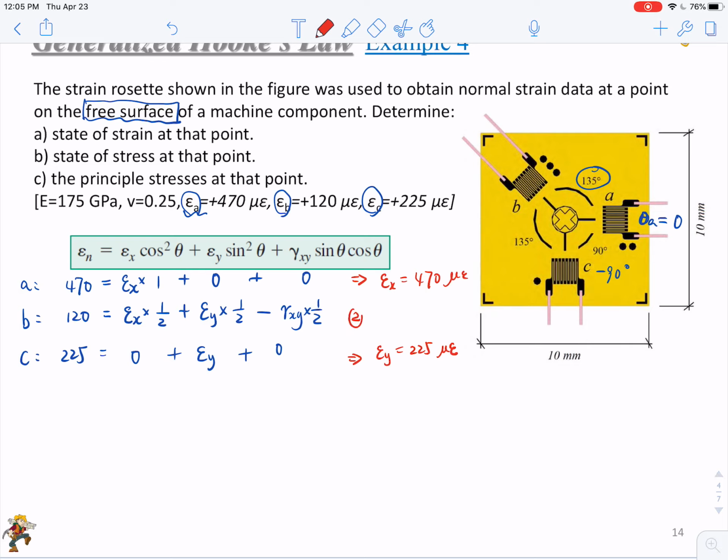So here you have only one equation left, that's equation 2. From equation 2, you can just substitute the numbers in. You get 120 equals 470 over 2 plus 225 over 2 minus gamma xy over 2. It's easy enough to solve. So here the gamma xy will be 445 microradian.